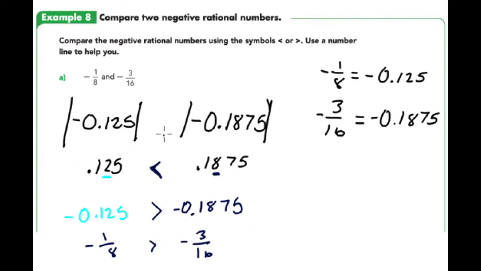So when you're comparing two negatives, you want to compare their absolute values and then flip the sign because the absolute values are the opposite of those negatives.